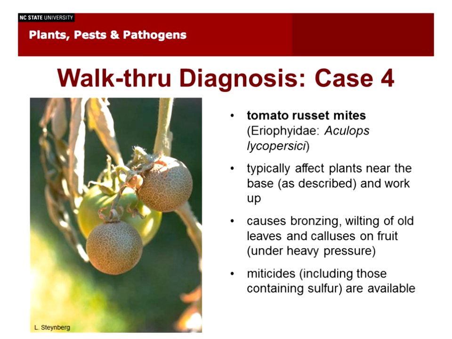Now, as far as control, miticides are available. Traditionally, those containing sulfur have been used to kill russet mites, but there are other, newly developed miticides that can work on them. And basically just scouting fairly early on in the planting. They also don't affect widespread patches. They infest and breed on one plant or a few plants and then start to move out. So you see the symptoms heavily in one small area of the planting. This was only in about 2 to 5% of the entire planting.